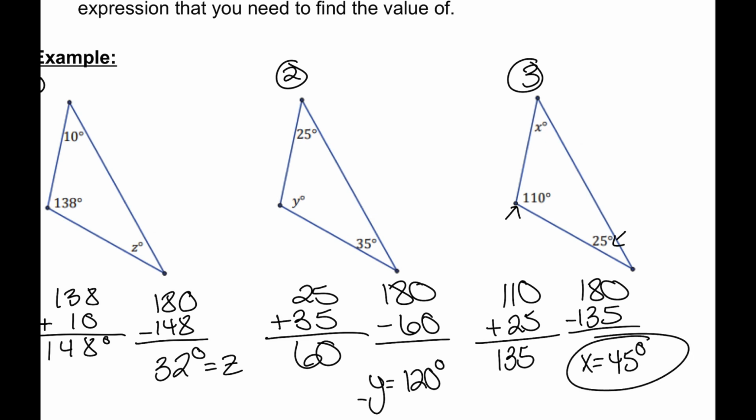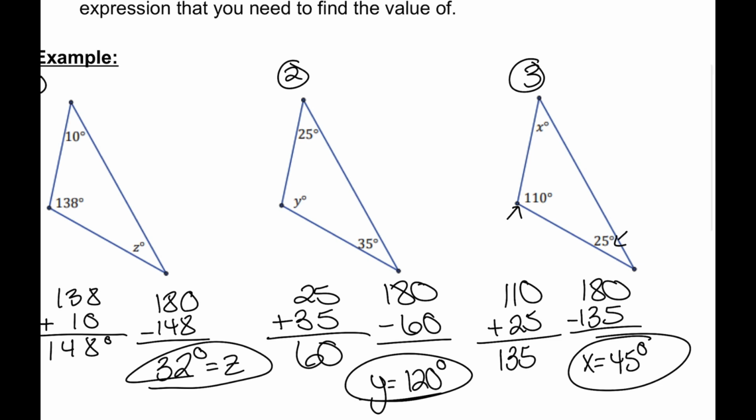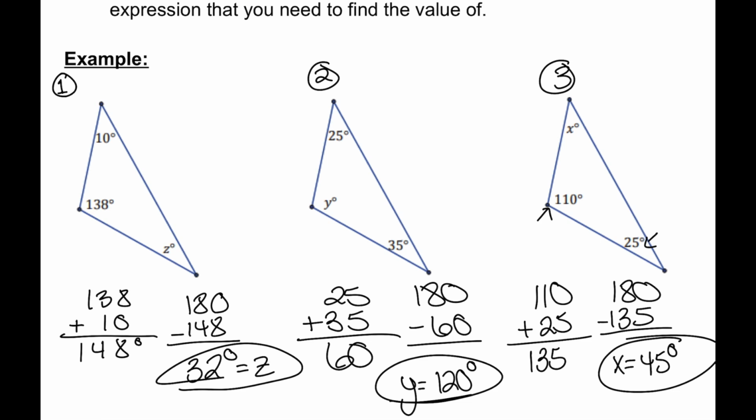Okay, so these are the easier ones. They really just give us two numbers, and we add those two numbers, and we take that and subtract it from 180, and that's what we got: 45, 120, and 32 degrees.